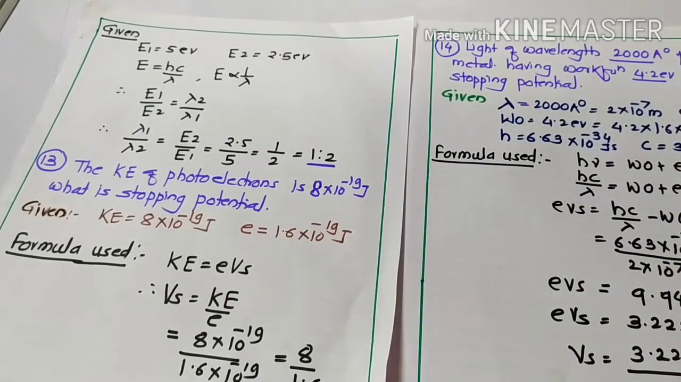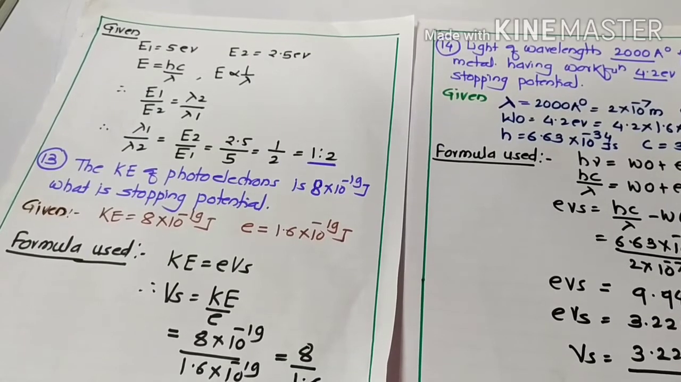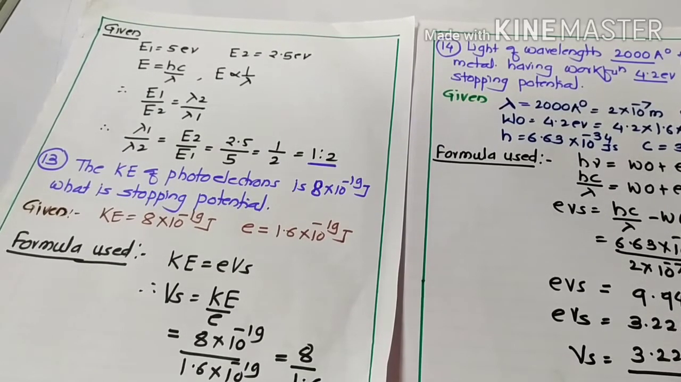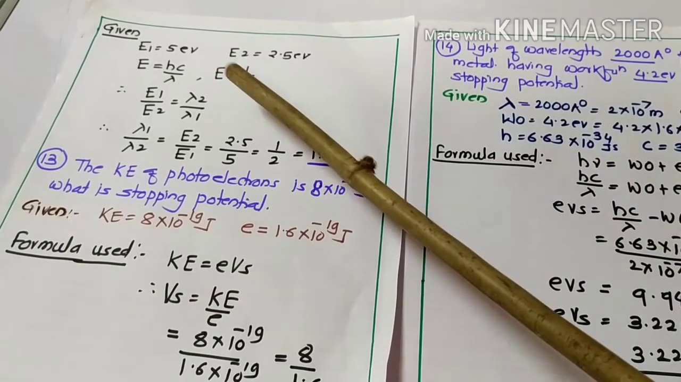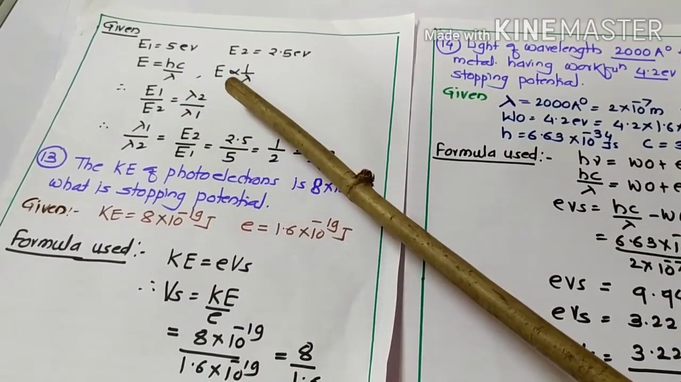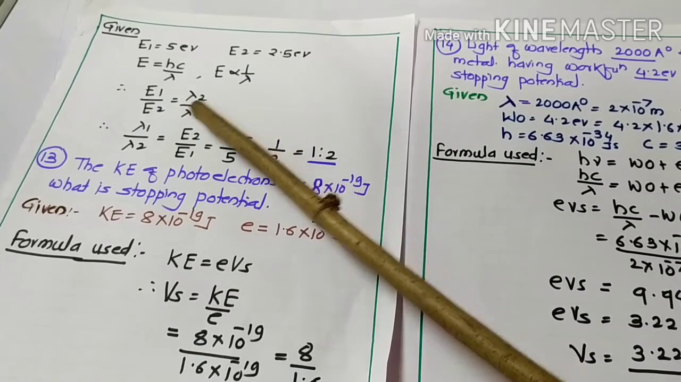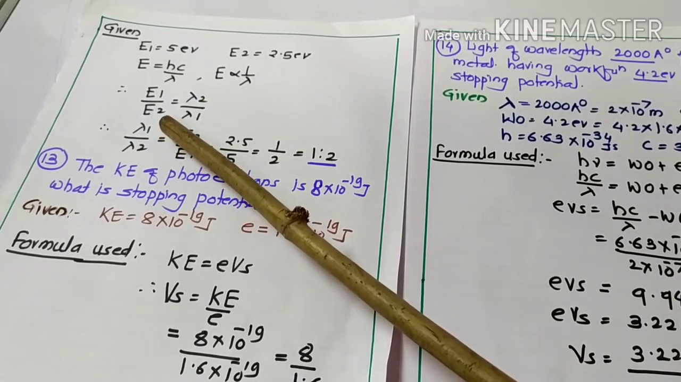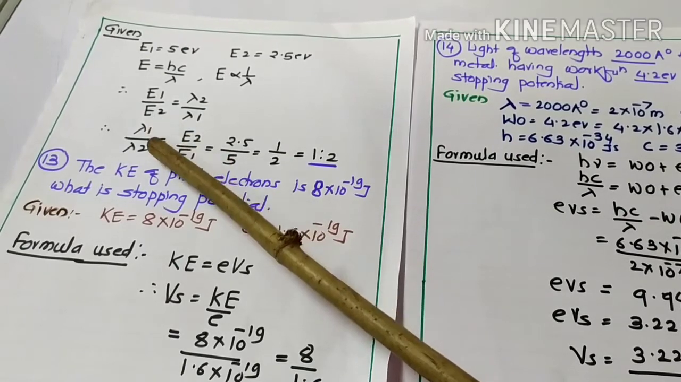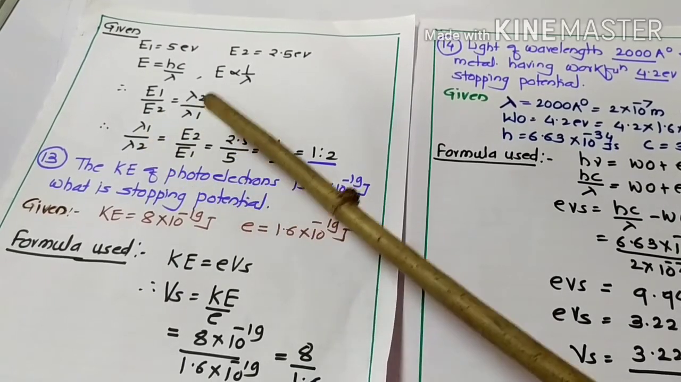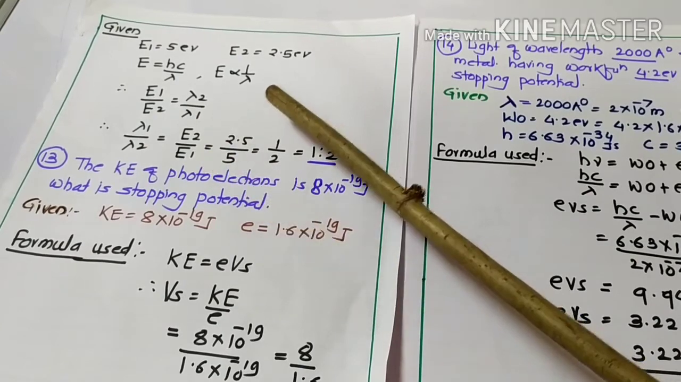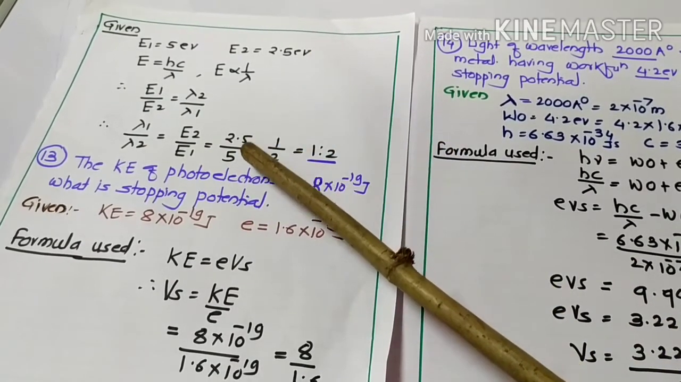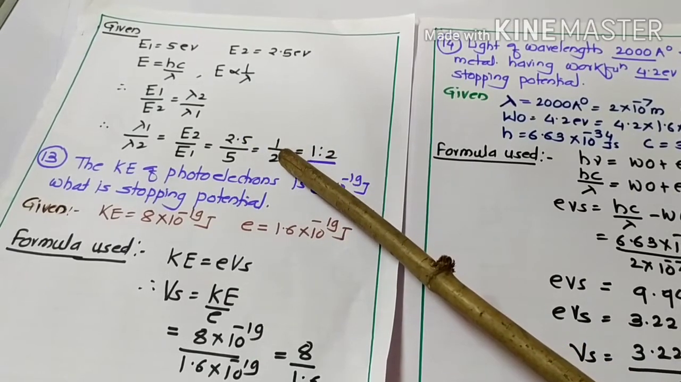Here we have to calculate the ratio of wavelengths, that is, the first wavelength to the second wavelength. If we calculate E1 upon E2, then the answer will be wrong. We have to calculate the ratio of wavelength from 1 to 2. Lambda 1 to lambda 2 is equal to E2 by E1. Then putting E2 and E1 in the equation, we get 2.5 divided by 5, that is 1 half, that is 1:2.